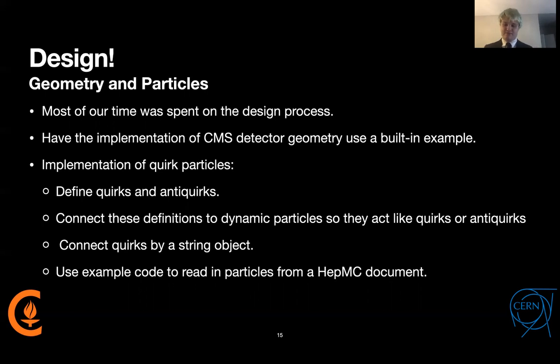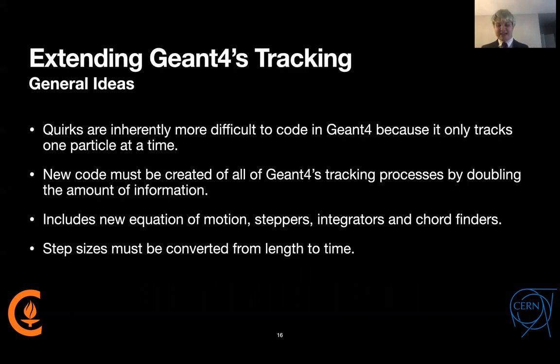Lastly, we wanted to be able to read these particles in from a document, as we used example code to do so. As for tracking, quirks are inherently difficult to track in Geant4 due to Geant4 only being able to track one quirk at a time. However, we needed to adapt the code such that it could track 2 quirks at once. This was done by doubling the amount of information within each tracking process, writing new code to do so.